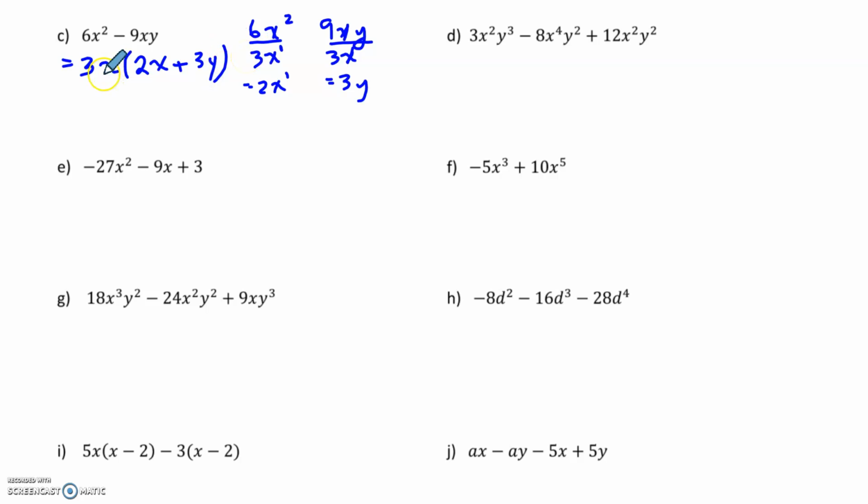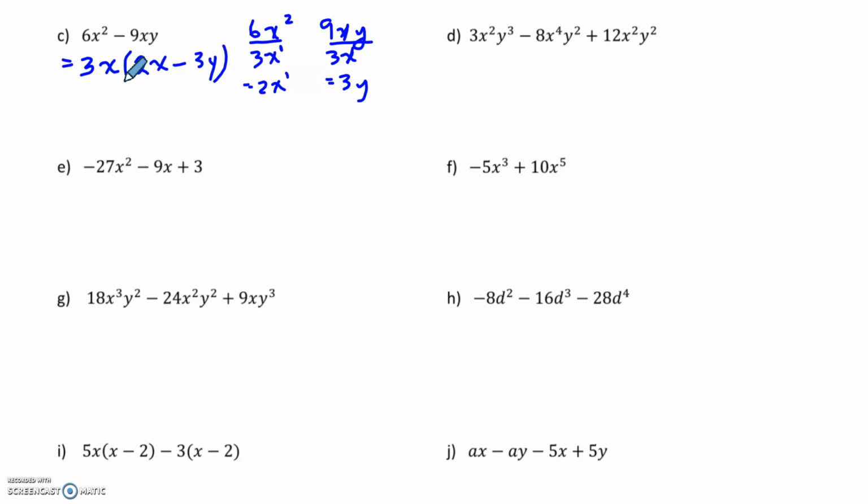And we can double check. 3x times 2x is 6x squared. 3x times 3y is a positive 9xy. Oh, that's not what this is. So that means I made a mistake on my sign. And so this should actually be negative 3y. And that's why it's good to go back and do the expand, and so you can check to see if you did it correctly.